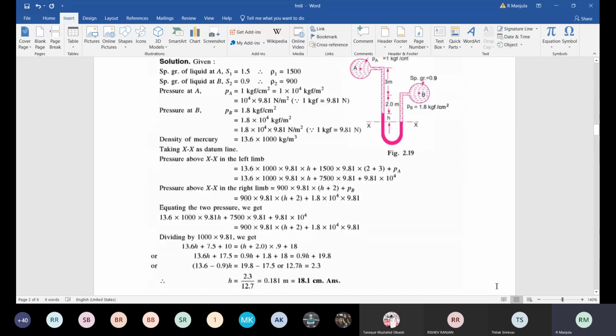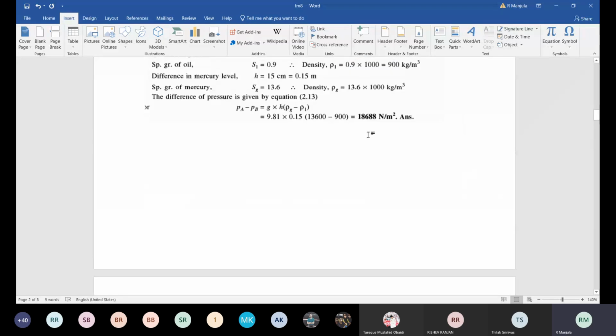PA minus PB is equal to g into h into (rho g minus rho 1). So you can use this for the same level and the same liquid. It is the difference between the two different densities, mercury as well as the oil, the liquid which is used in the pipe. Now you will be able to find out the difference in pressure. Now next.